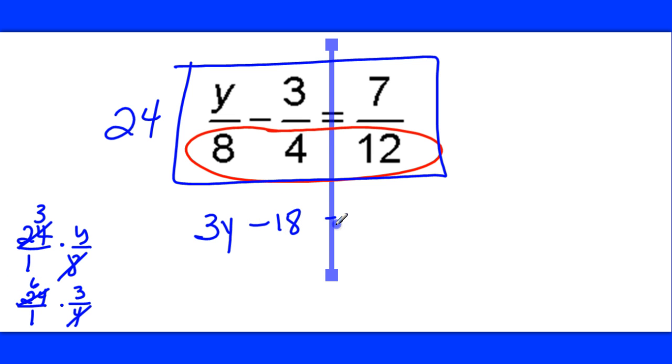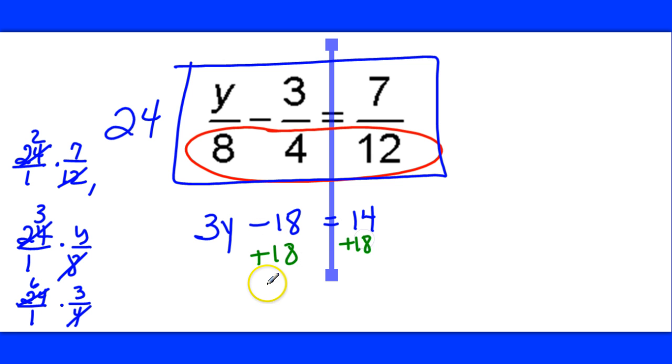All right, my equal sign drops down. And then I'm going to go 24 over 1 times 7 over 12. 12 will go into 12 1 time, and into 24 2 times. This gives me a 14. Okay, now watch this. This is so cool. Add 18 to both sides, and that gives you 3y is equal to 32.